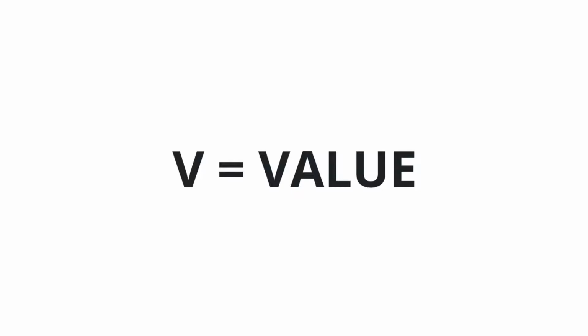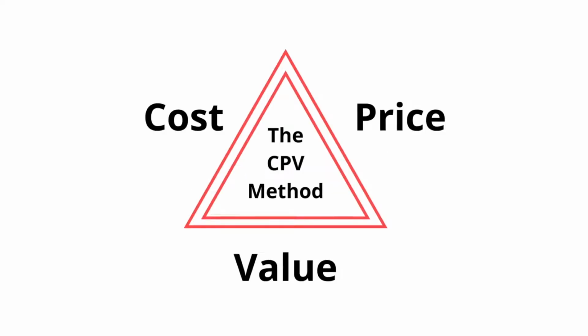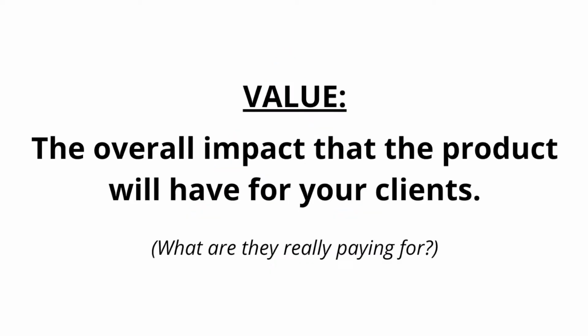And then finally, the V is value. That's the third part, the C, P, and V. I think it makes a lot more sense now. And again, we didn't name this very creatively. It's pretty obvious what the C, the P, the V actually is here: cost, price, value. And the value is quite simply defined as the overall impact that the product will have for your clients.